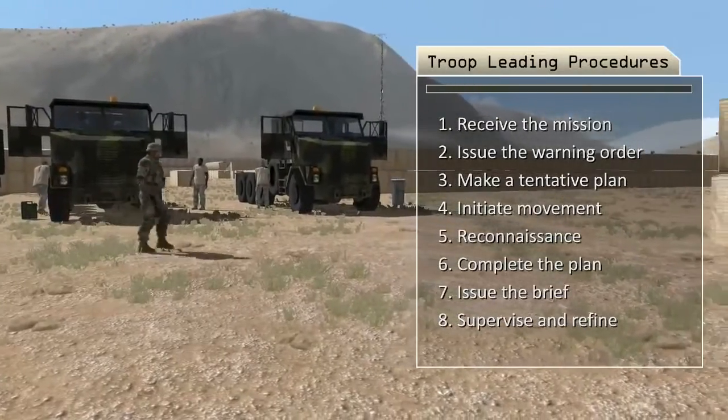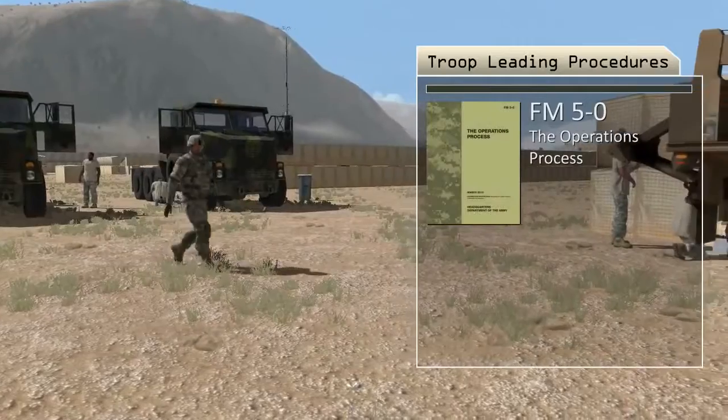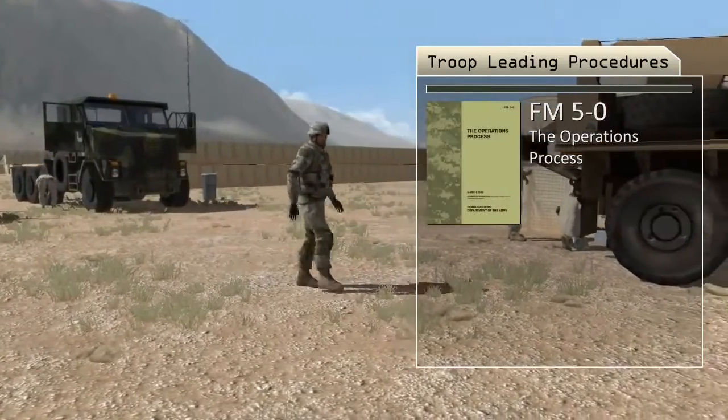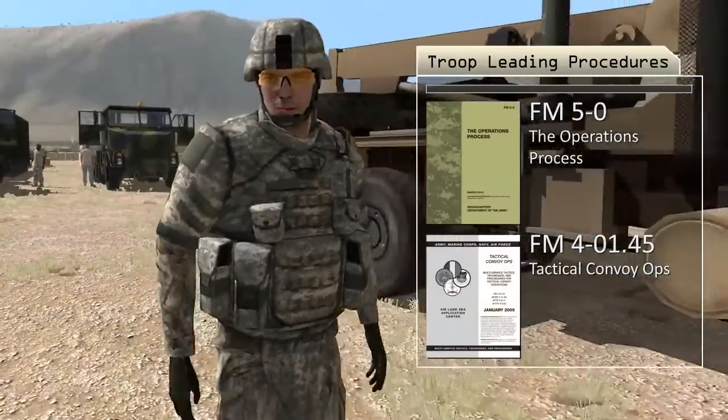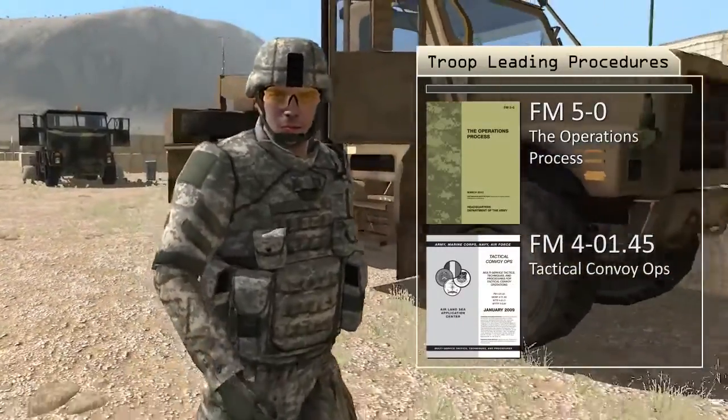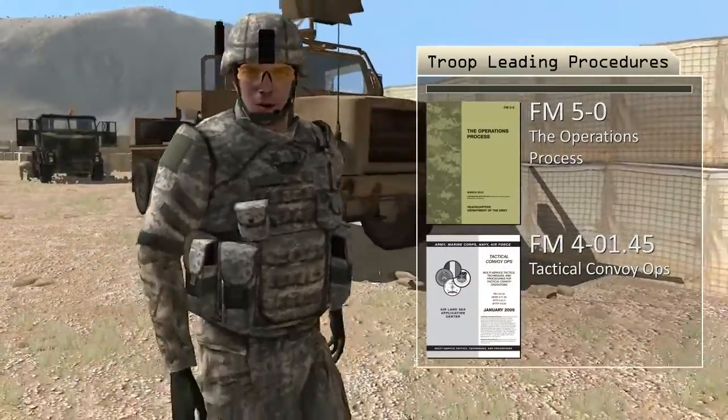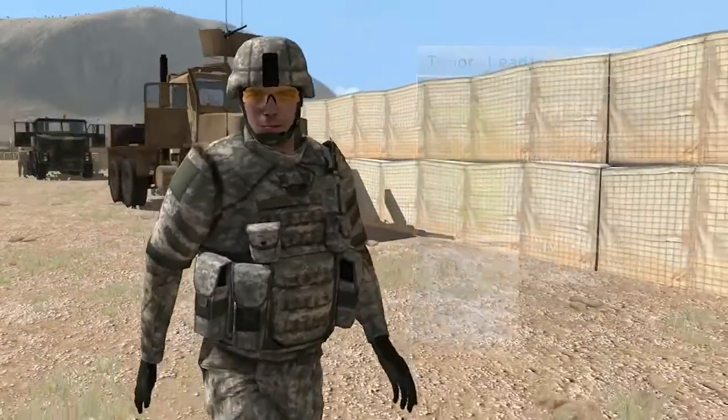You will find this format outlined in FM 5-0, the operations process, and FM 4-01.45, tactical convoy ops. Today you will learn how to implement these 8 steps to accomplish your mission.